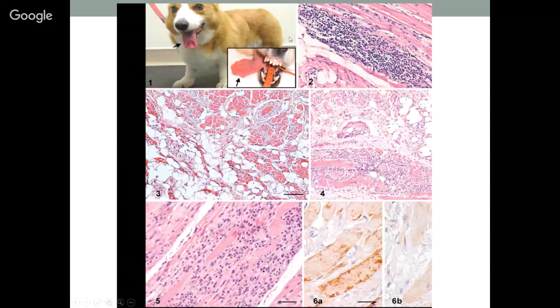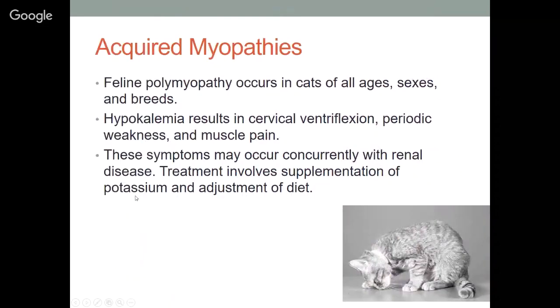This is an example of a dog with myositis of the tongue, the corgi. And so you can see this tongue, it looks abnormal. It looks like he can't even pull it into his mouth. And these are cross sections of the tongue, and the amount of dead tissue, vacuolated tissue within that, those should be muscles, muscle fibers, and you don't see them. Lots of white blood cells in there attacking the muscles.